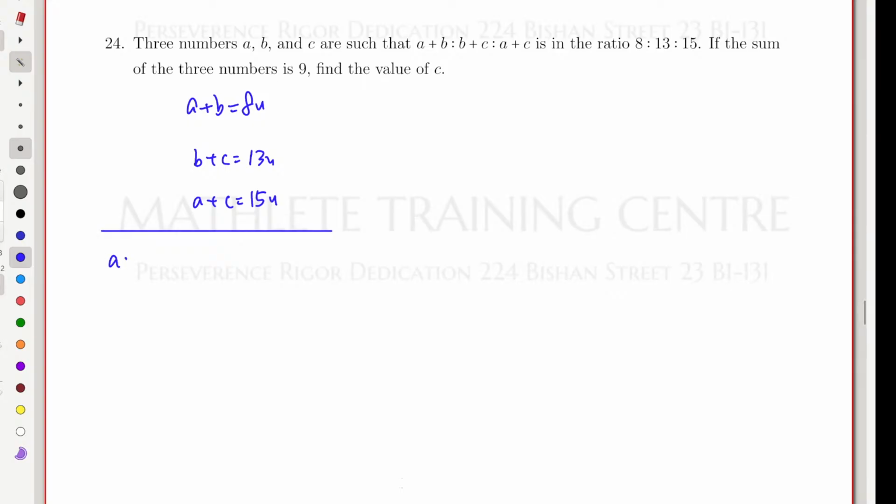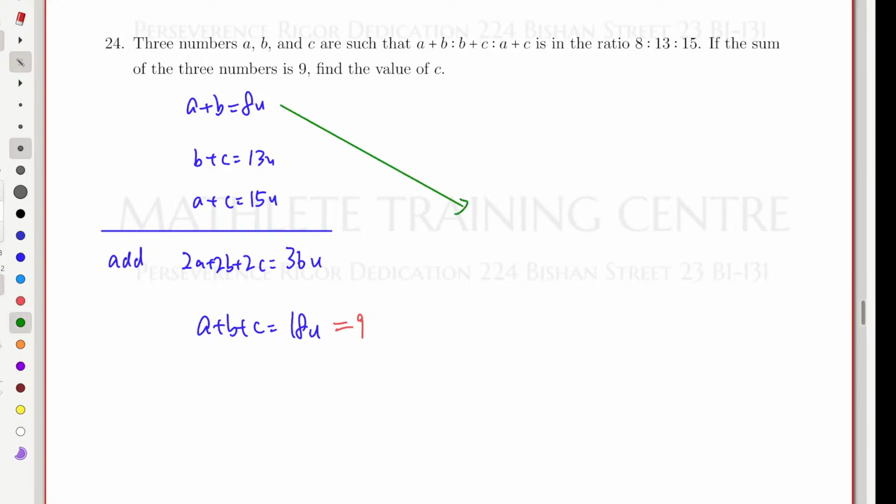We can try to add all of them together. If we add all of them together, we get 2A, 2B, and 2C. That's 8 plus 13 plus 15, which equals 36 units. So A plus B plus C is 18 units. And this is 9. Now, how can we try to find C? Well, if I combine this and this together, I can subtract them.